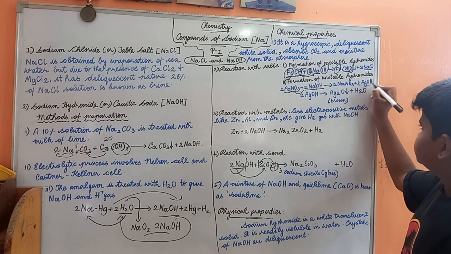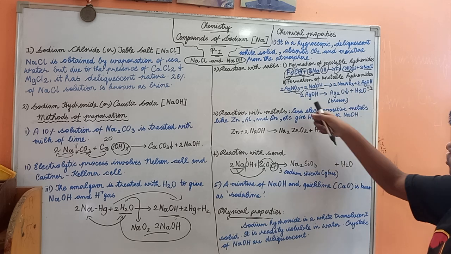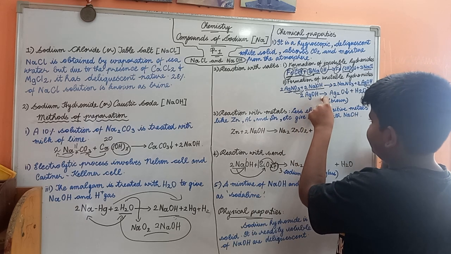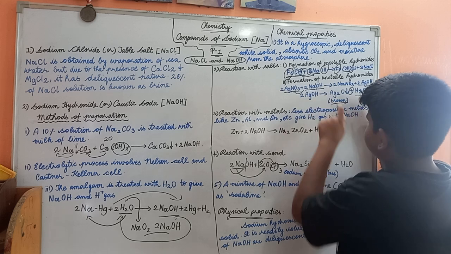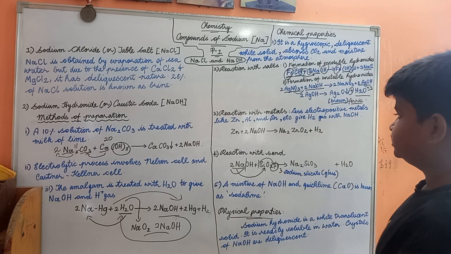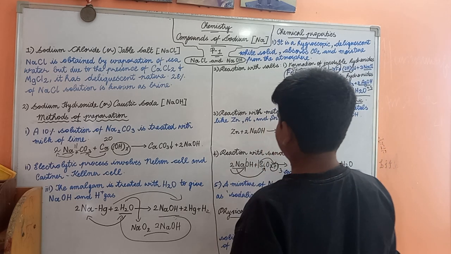So this AgOH becomes unstable. Yes. So 2 AgOH will become brown after contact with air, also gives out water. So it's a brown, the formation of ferric. So now we're looking at reaction with metals.